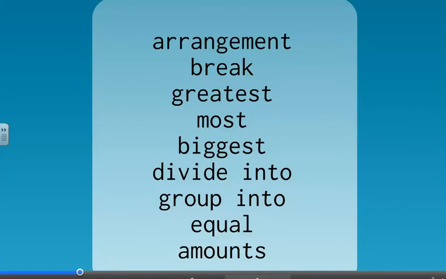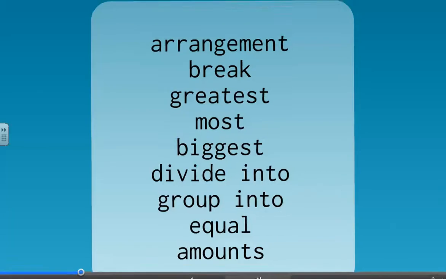All right? So look for words like arrangement, break, greatest, most, biggest, divide into, group into, equal amounts. Now notice all of those words show that you are breaking something apart and grouping it. You're dividing it up into sections and putting them into equal groups usually. Think about greatest common factor. The greatest common factor is the largest number that will divide two or more numbers evenly with no remainder. So we're going to be breaking it down into smaller groups. So think about greatest common factor as breaking it down. Now be sure and get all of these listed under GCF. I want to make sure you have all of these to refer to when you're doing your own work.